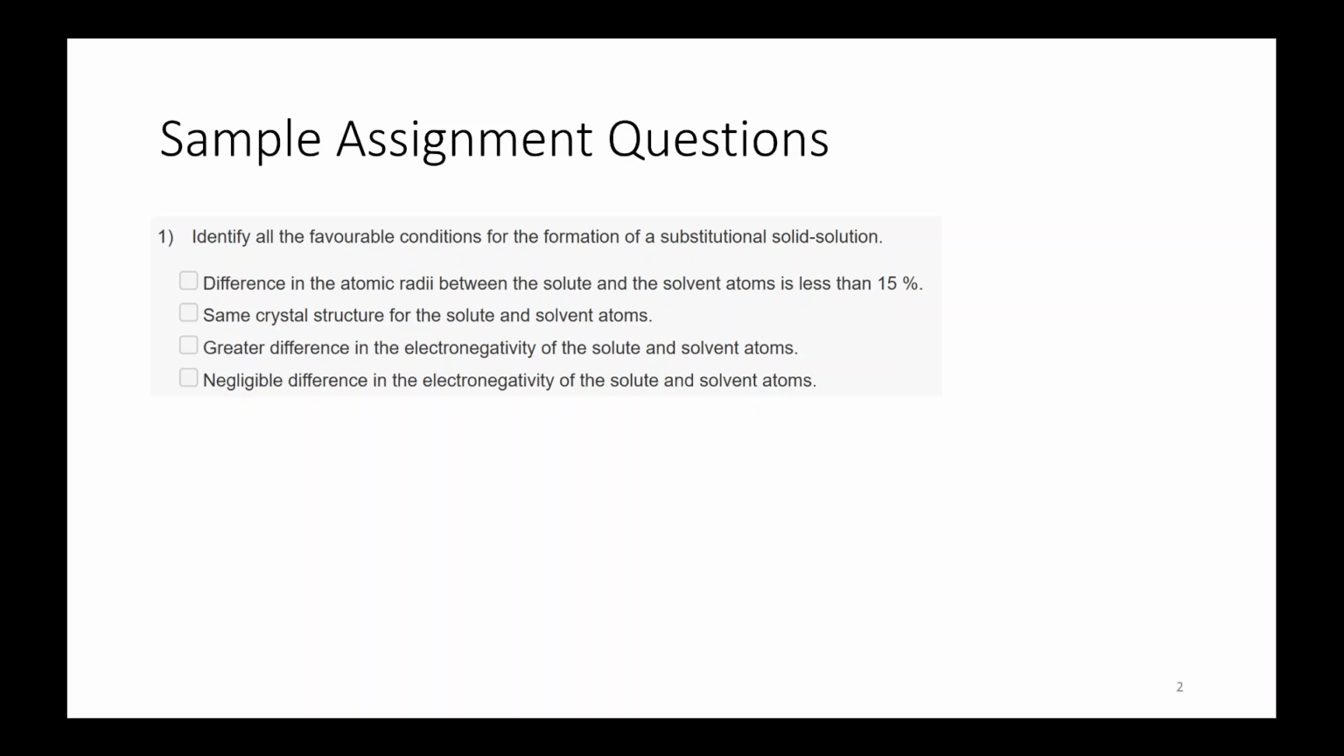So, first question is: identify all the favorable conditions for the formation of a substitutional solid solution. Your options are: difference in the atomic radii between the solute and the solvent atom is less than 15%; same crystal structure for the solute and solvent atoms; and greater difference in the electronegativity of the solute and solvent atoms, or negligible difference in the electronegativity of the solute and solvent atoms. So your answer will be all three except greater difference in the electronegativity.